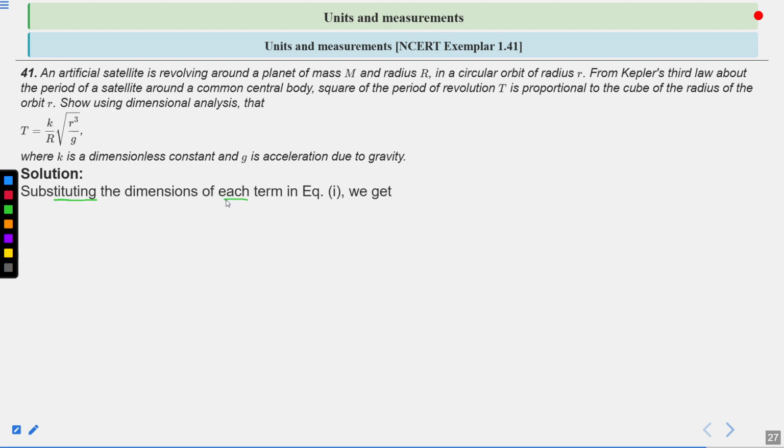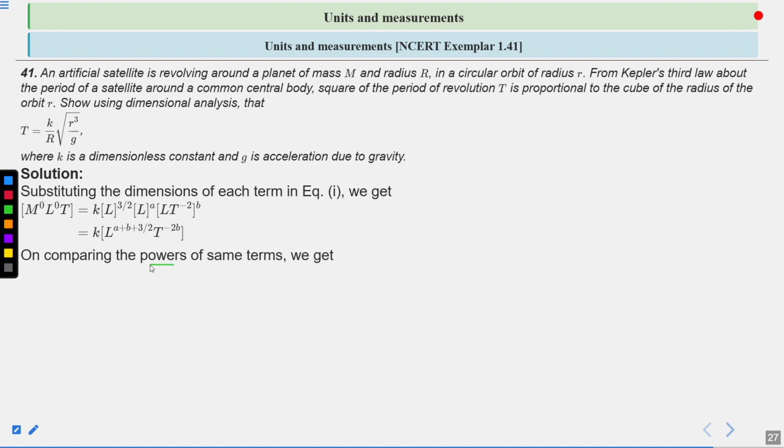Substituting the dimensions of each term in equation first, we get: the LHS is M^0 L^0 T^1, and the RHS is K L raised to the power 3 by 2, L raised to the power A, and L T raised to the power minus 2, whole power B. Now multiplying with B, it will be K L raised to the power A plus B plus 3 by 2, because the base is the same, so the powers will be added, and T raised to the power minus 2B.